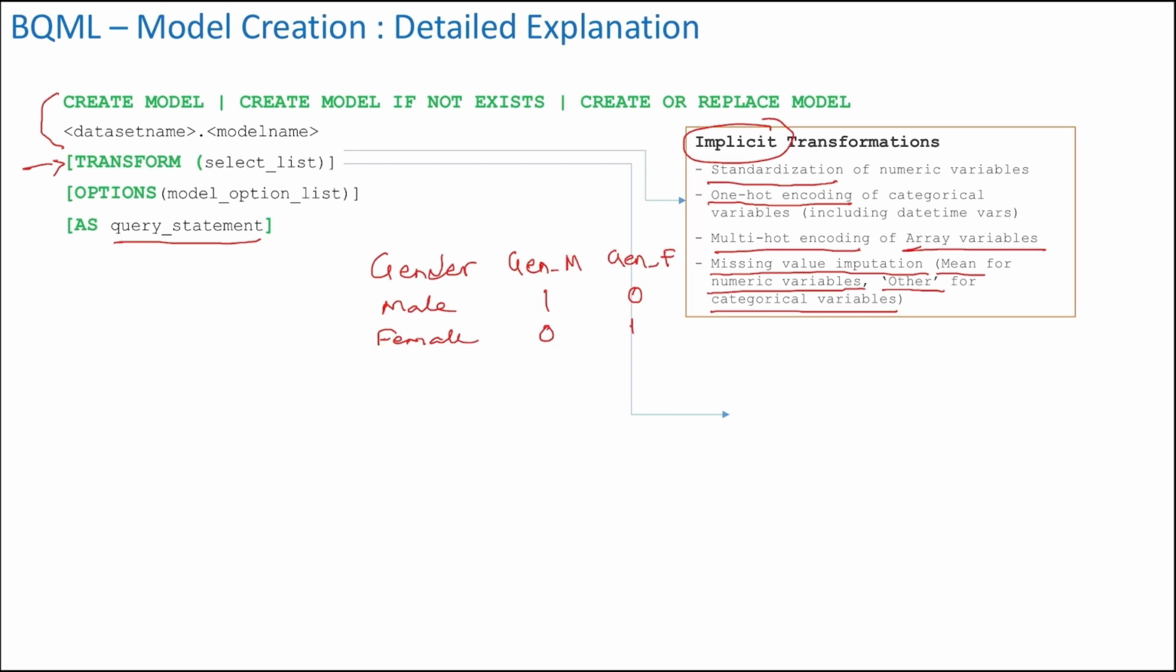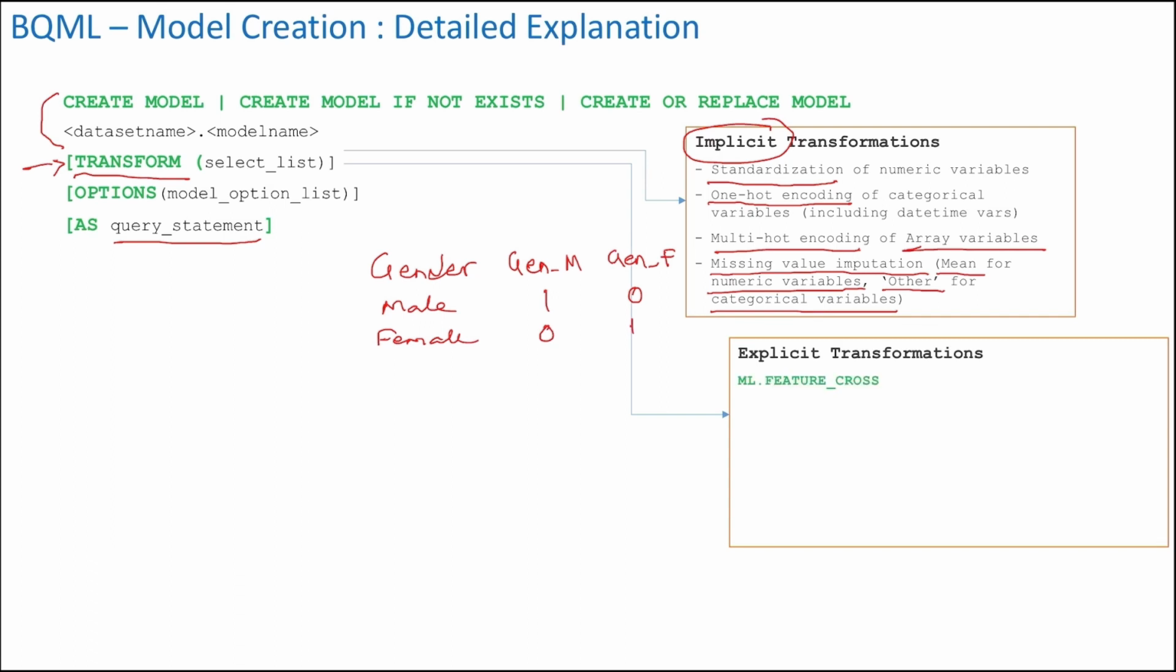Then there is a set of explicit transformations, which are the transformations that you can specify within this transform function. All right, so let's take a look at a few examples of such explicit transformations. The first one is feature cross. So for example, there are two features, let's say gender and age, and you want to create a new feature which is a cross pollination between these two features, gender and age. That is where ML.FEATURE_CROSS can be leveraged.